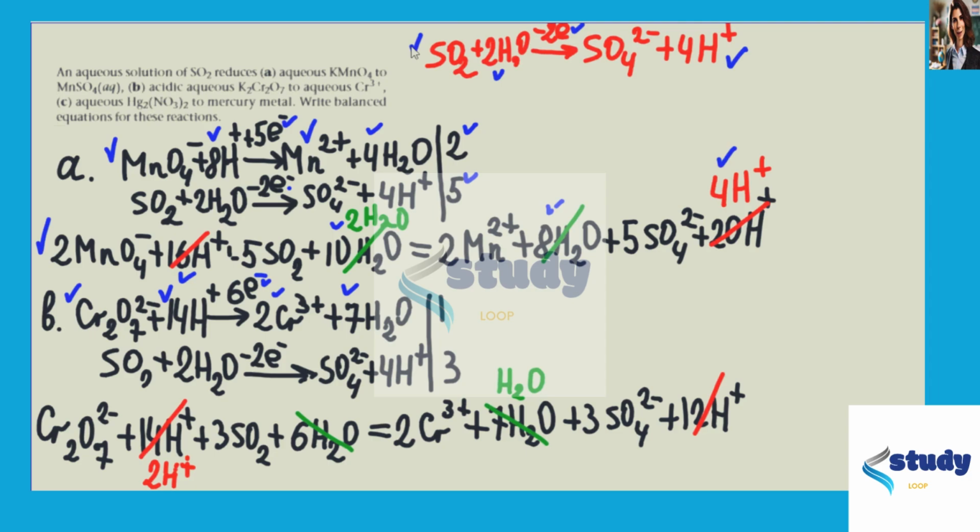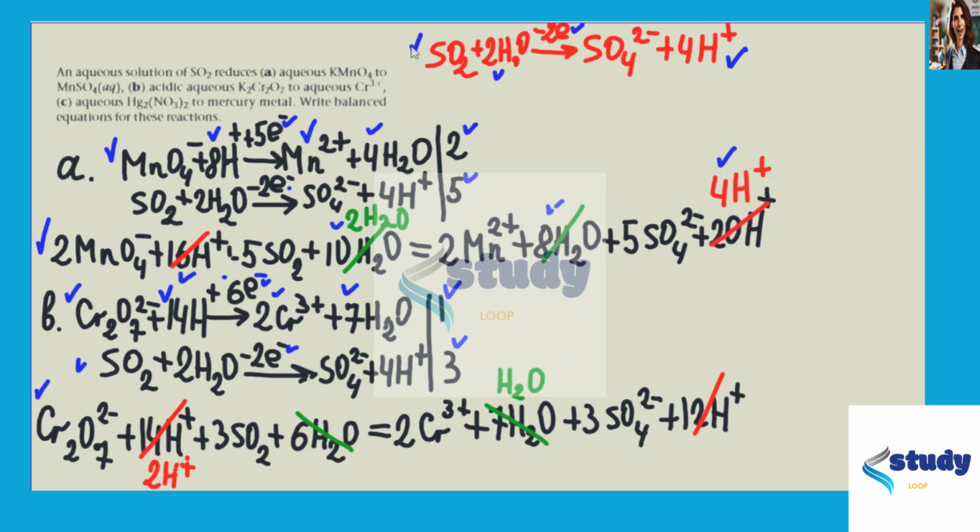Now let's write the second half reaction beneath that. To balance it, we need to multiply the first half reaction by 1. It will give us 6 electrons on this side, and the second half reaction is multiplied by 3. It will give us 3 by 2, 6 electrons on this side. And write down the result.